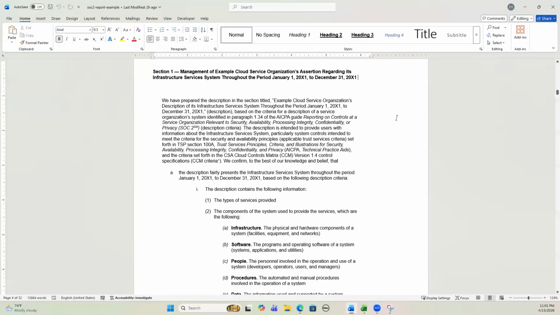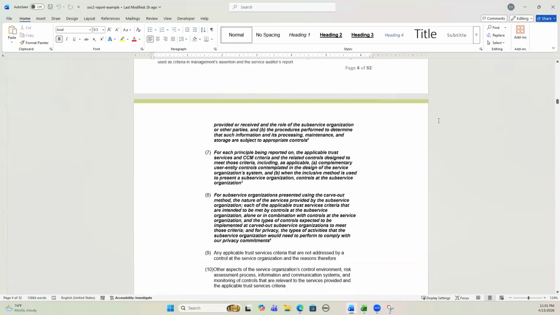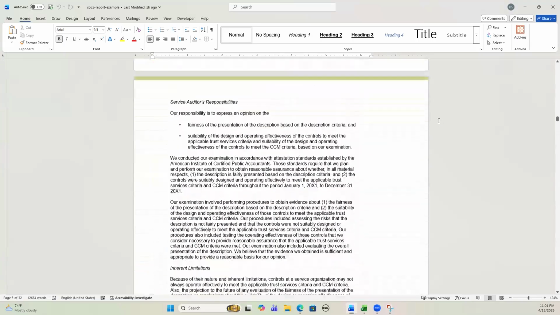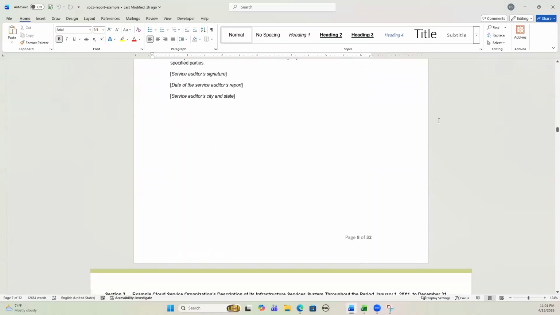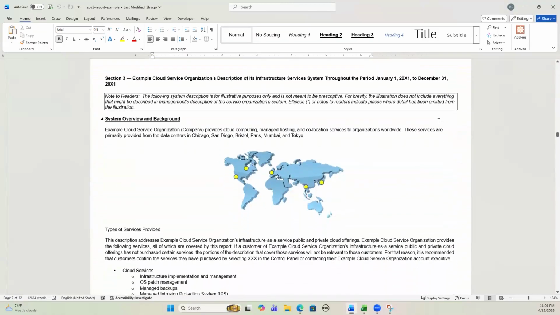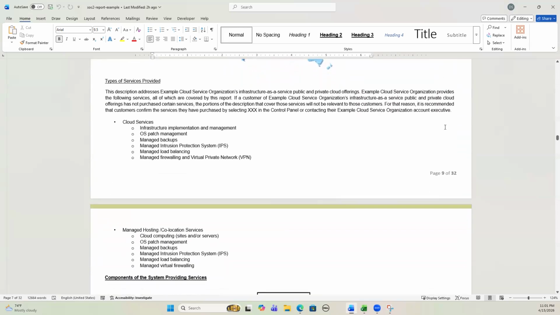Okay, let's go to page 9 real quick. Section 3. So this is a description of systems. Most people skip this section because it's long and it looks like marketing copy. You should not skip it.